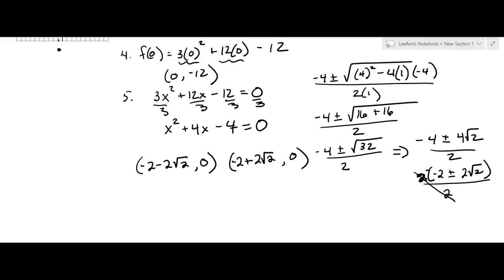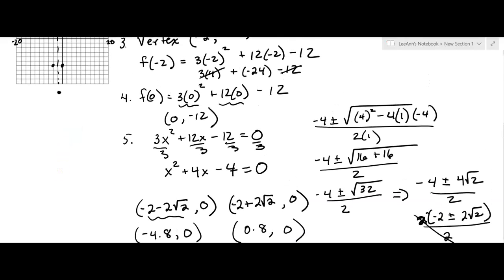You know what? I'm going to get a calculator, and I'm going to approximate then what is negative 2 minus 2 times the square root of 2. And I am getting about negative 4.8. So it's about (negative 4.8, 0). And then I'm going to do negative 2 plus 2 times the square root of 2. And I do this on my calculator to get a decimal approximation. And I get 0.8, comma 0.